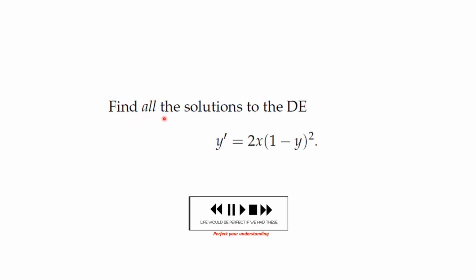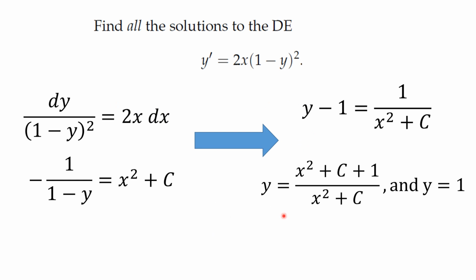Here's another problem. I'm asking you to find all the solutions to this differential equation. You know what to do. Let's see how you did. So we're going to separate the variables like this and integrate both sides. Let's absorb this minus sign into that denominator and invert both sides to get this. Then we add 1 and do a little bit of algebra, so we get y is equal to this expression. Now, the numerator is always bigger than the denominator, so for no value of c can this ever show you 1. But 1 is clearly a solution to this differential equation as well, so 1 is a singular solution.